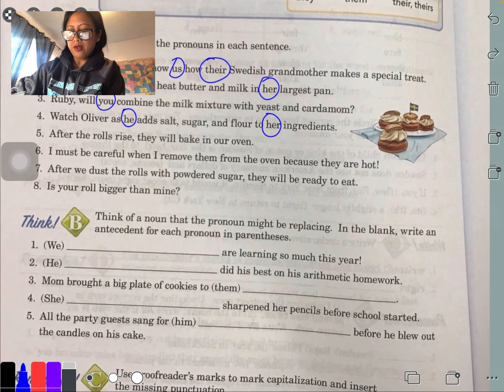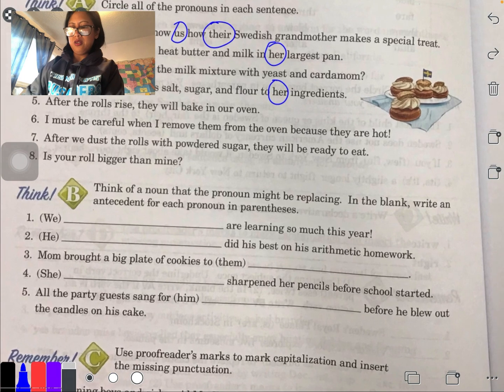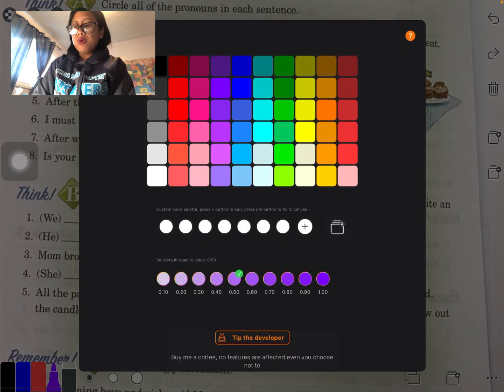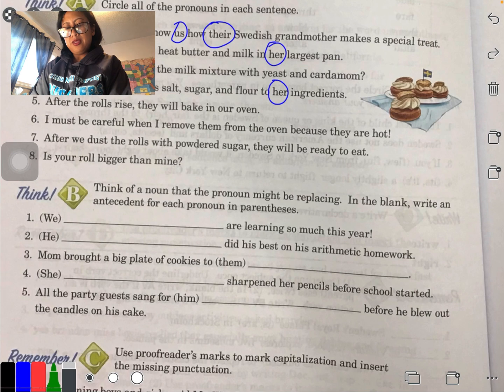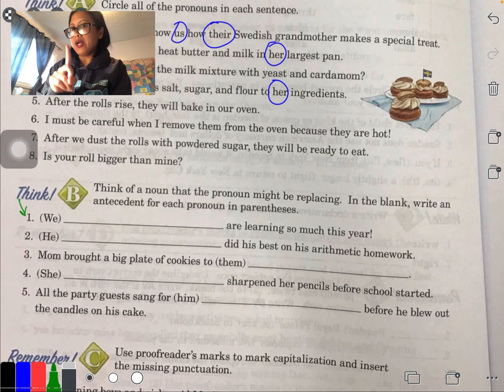Now, for think B, think of a noun that the pronoun might be replacing. In the blank, write an antecedent for each pronoun in parentheses. Let me explain, okay?